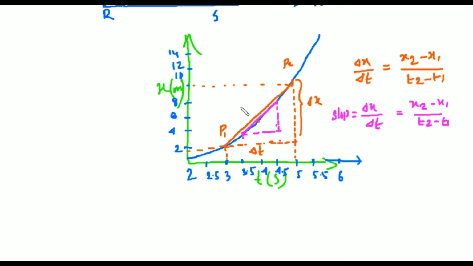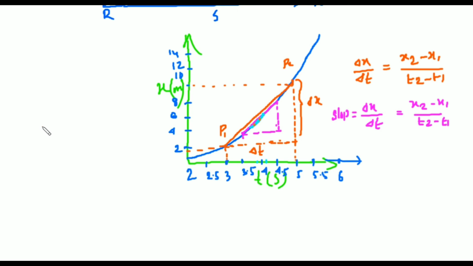Now if we again choose even closer points to 4 second, you can see that this line is actually becoming like a tangent to the position time graph. If we keep decreasing delta t, that means if we come much closer to 4 second and we choose these two points, it just becomes tangent to the curve.